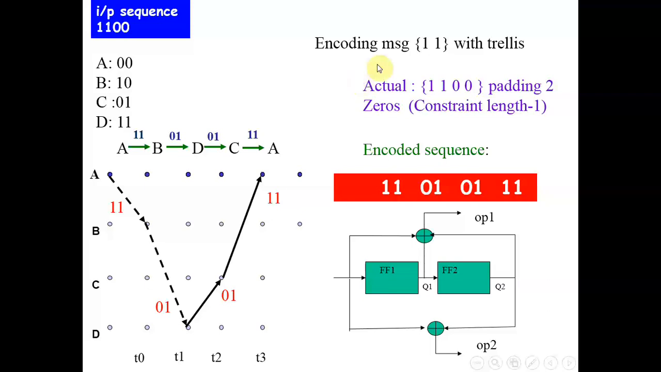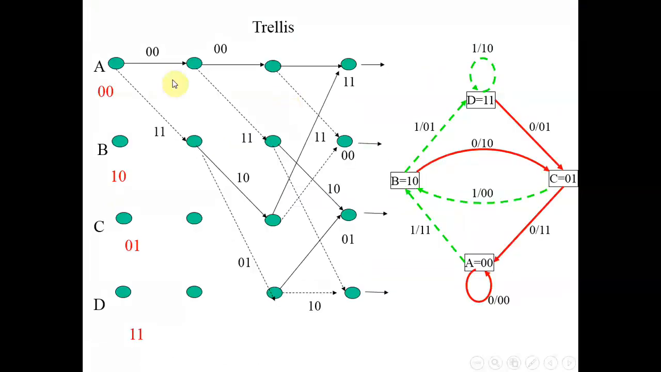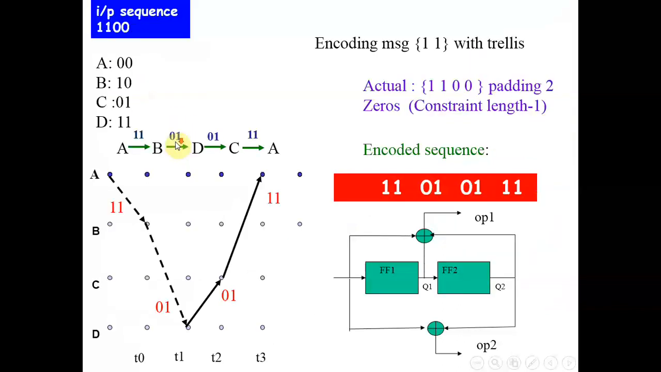Now I want to encode the message 1 1. Again, important point: pad 2 zeros, constraint length minus 1. So effectively I am now encoding 1 1 0 0. I receive the first bit as 1. When I receive the first bit as 1, I move from A to B because it's a dotted transition, as shown here. So what is the output? 1 1. Now you are in B.